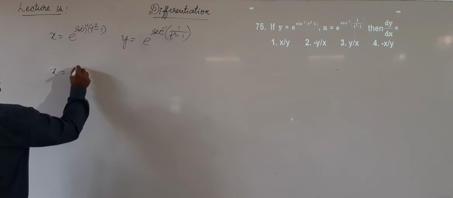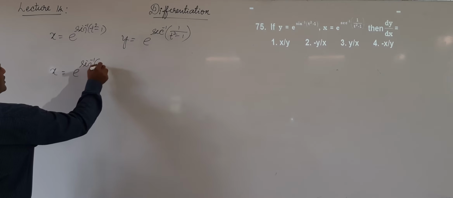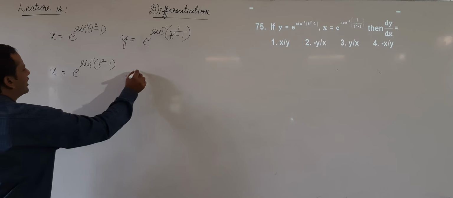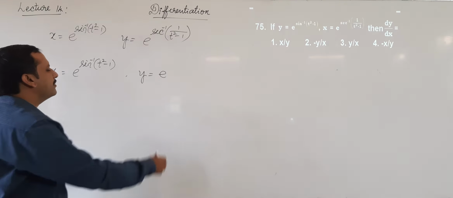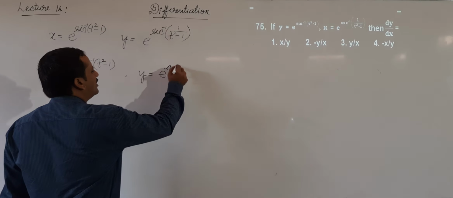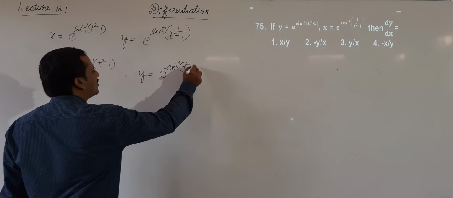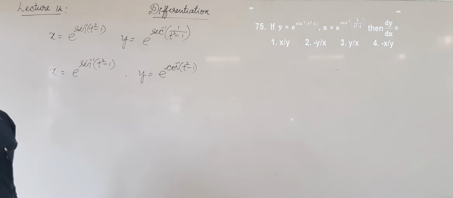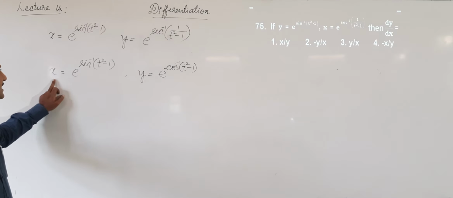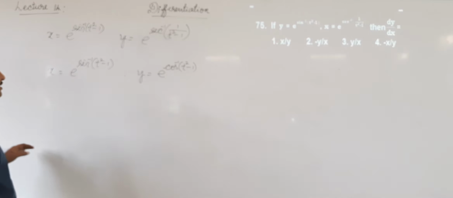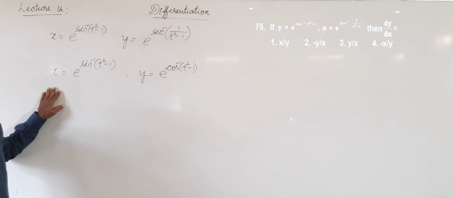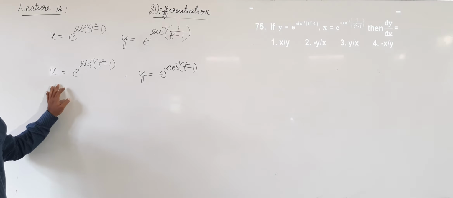So x equal to e power sine inverse of t square minus 1, y is equal to e power, the secant inverse 1 by t square minus 1 can also be written as cos inverse t square minus 1, right? Secant inverse 1 by x equal to cos inverse x. Now x is e power sine inverse t square minus 1, y is e power cos inverse of t square minus 1. I will multiply these two equations.